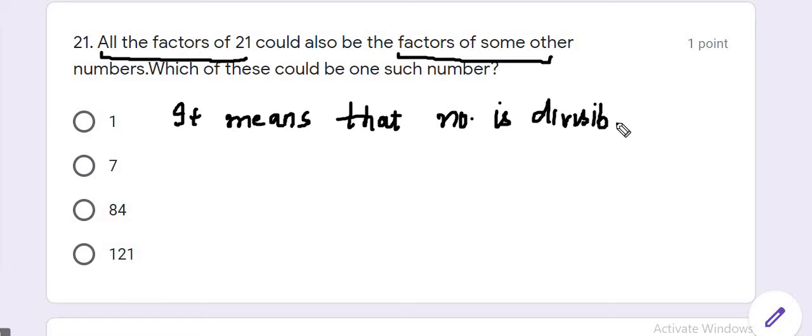So we have to find which of these 4 numbers is divisible by 21. 1 is not divisible by 21, 7 is not divisible by 21, 121 is also not divisible by 21. So 84 is the only number which is divisible by 21, which means that the factors of 21 will also divide 84. So C is the correct option.